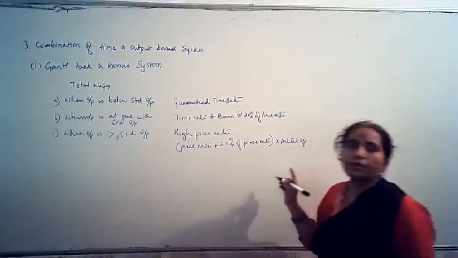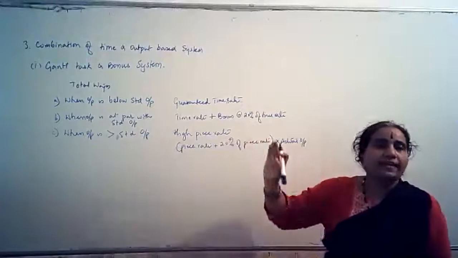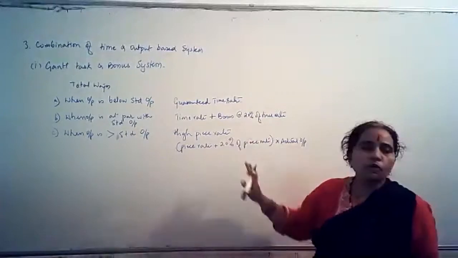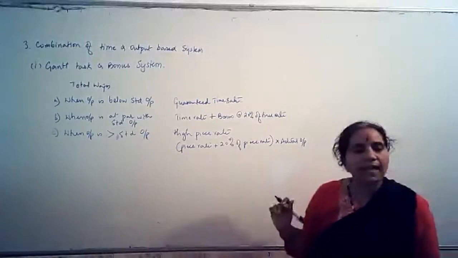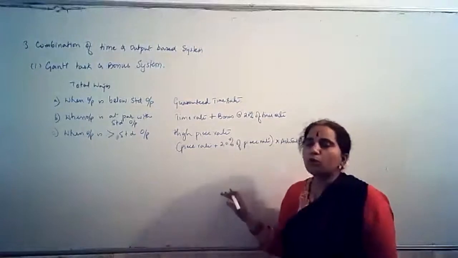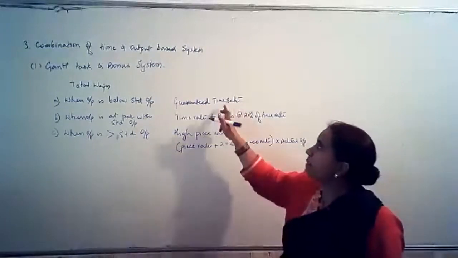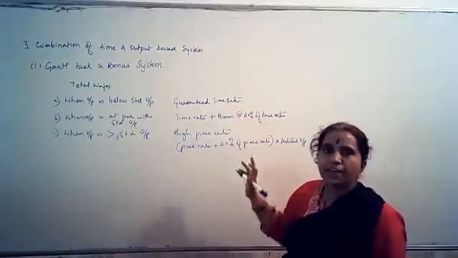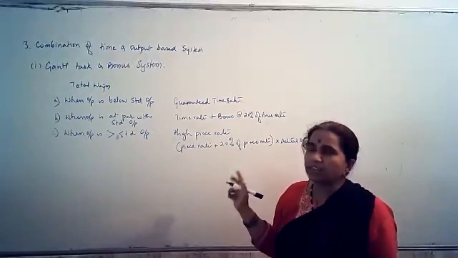So this is how we will get it. The first two situations are only time based. Second one is output based. So there is a combination of both of them included in the same system, that is the Gantt task system. It has both output as well as the time rate. So there are two, time rate is there, piece rate is there, you have to calculate both when it comes to the Gantt task system.